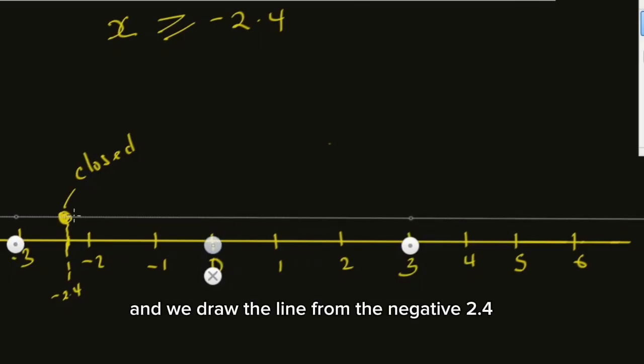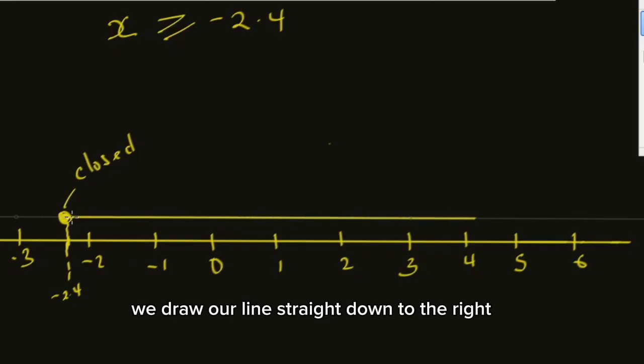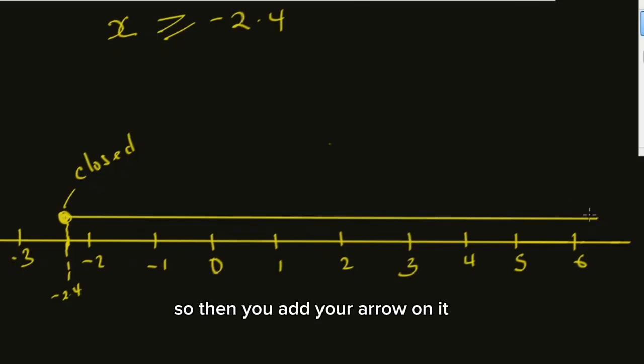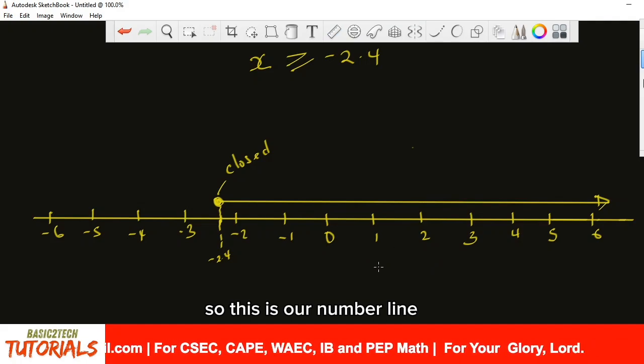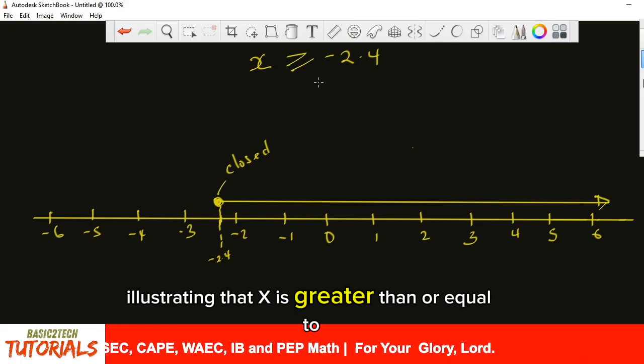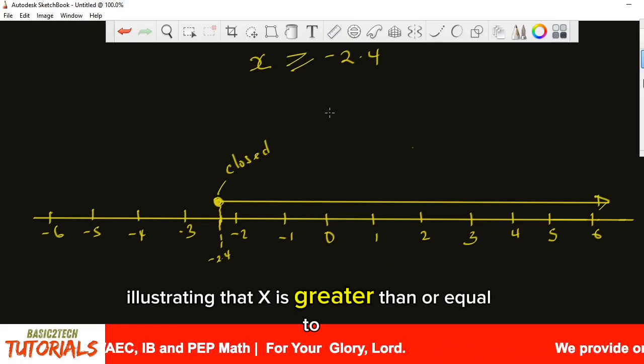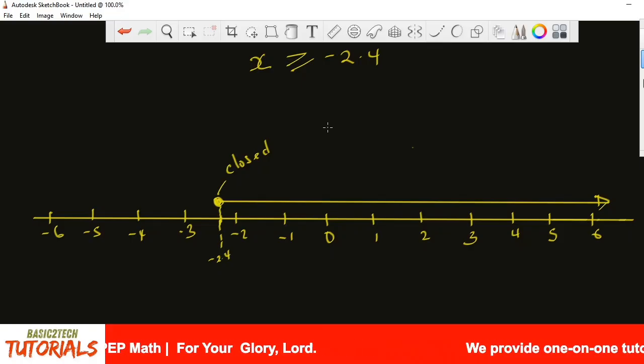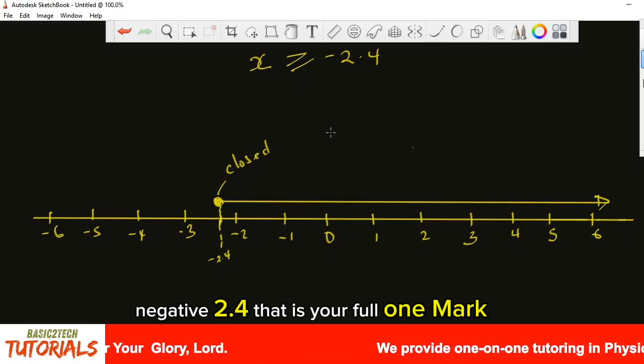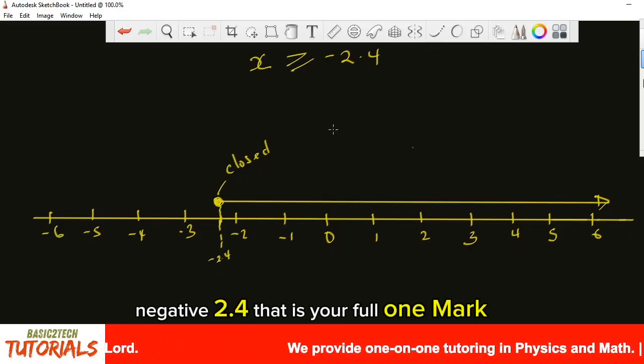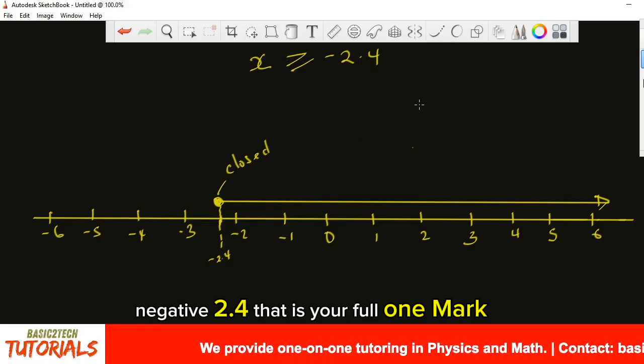And we draw the line from the negative 2.4. We draw a line straight to the right. So then you add your arrow on it. So this is our number line illustrating that x is greater than or equal to negative 2.4. That is your full 1 mark.